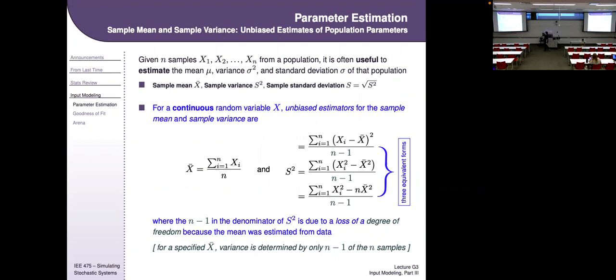So if you tell me the mean and n-1 of your samples, I can automatically figure out what the nth sample will be. So if you're using a sample mean to calculate a standard deviation, then you have to divide by n-1 because you're only actually adding up n-1 degrees of freedom in the numerator. That's the reason why that's got to be there. If you divide by n, you'll get a biased estimate of the standard deviation.